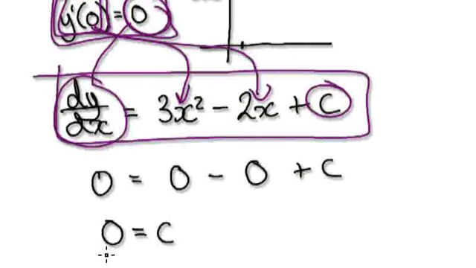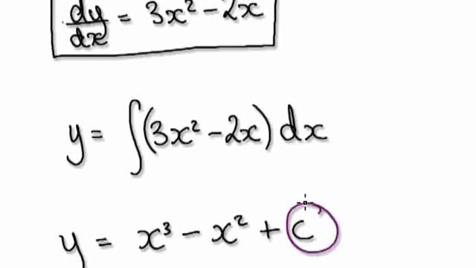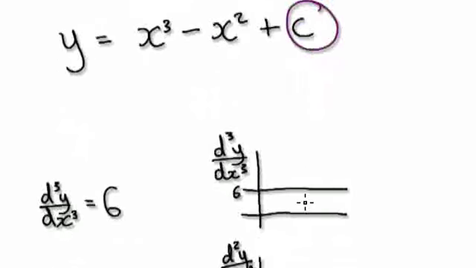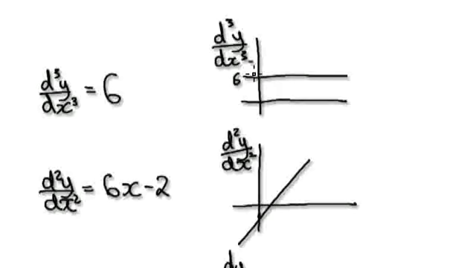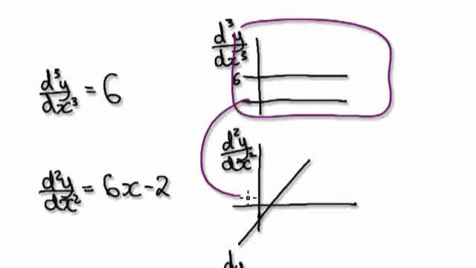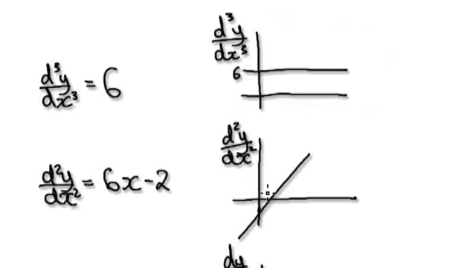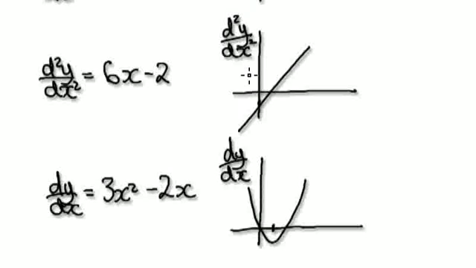Okay, so now if dy by dx equals this, then integrate it again. That will give you your y. So integrate it, and it will then give you this plus c. But hang on. What was given to us originally was the third derivative being 6. The graph would look like this. Integrate it, it will look like this. Okay, and then integrate it again, it will look like this.